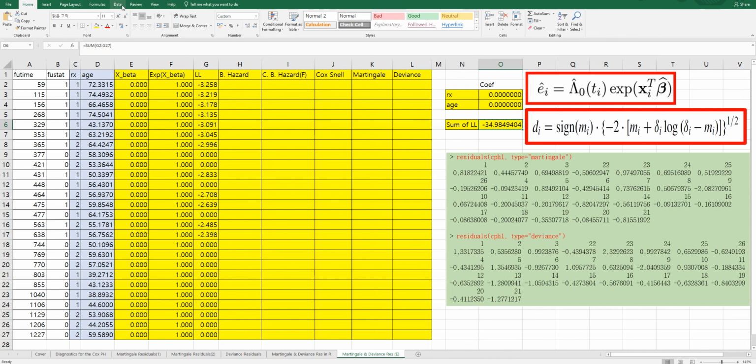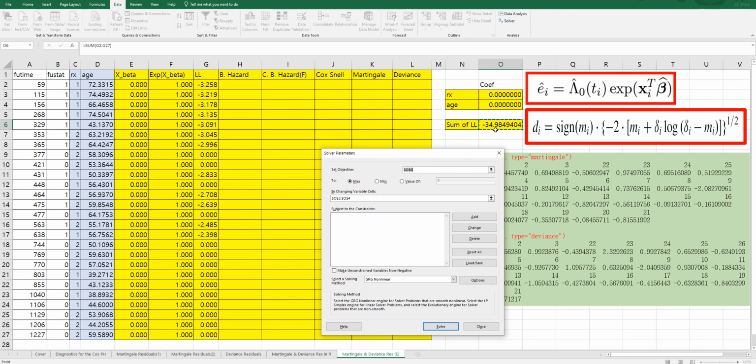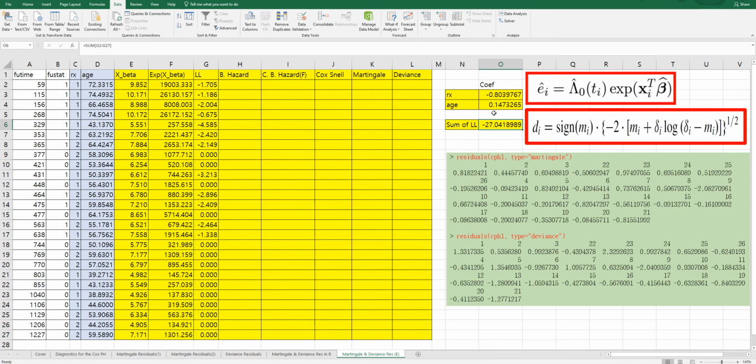Then go to the Data tab and click Solver. We want to maximize this cell by changing the coefficient values here. Then click Solve. Right, these are the estimated coefficients for Rx and age. For the baseline hazard, if status equals 1, then it is 1 over the sum of exp x beta. If not, let's give a value of 0.